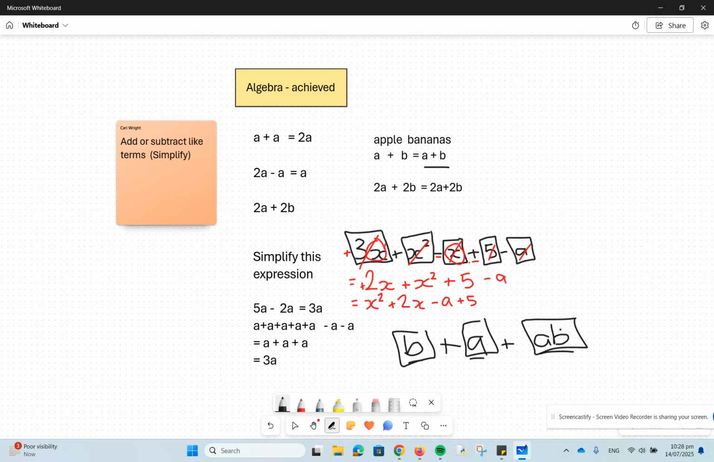So anyway, that's adding and subtracting like terms. I'm really hoping you got the idea of how to add and subtract like terms, and that's part of achieved for algebra. So I'm going to move on to the next achieved sort of thing, and hopefully you've really sorted it now.